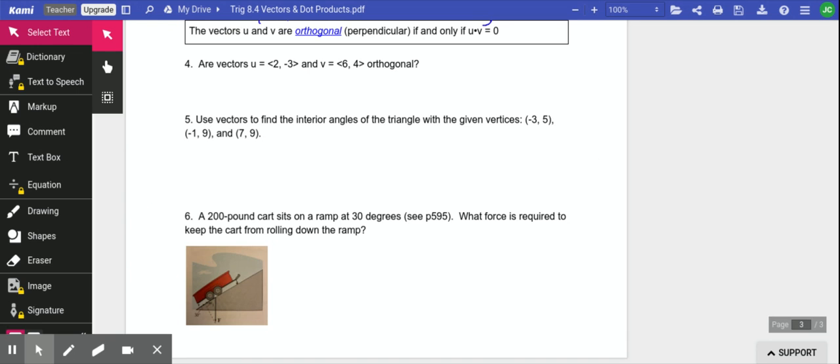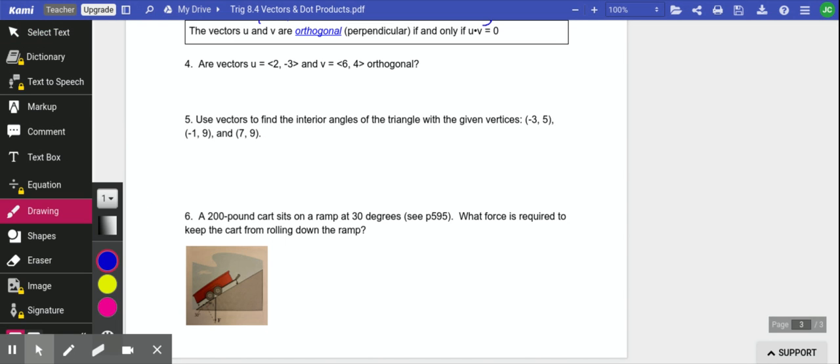All right, a vocabulary term we haven't talked about is orthogonal. Orthogonal is just another word for perpendicular. Two vectors are orthogonal, perpendicular, if the dot product is 0. Orthogonal vectors have a bunch of applications in more advanced classes. We don't really need to talk about those yet.